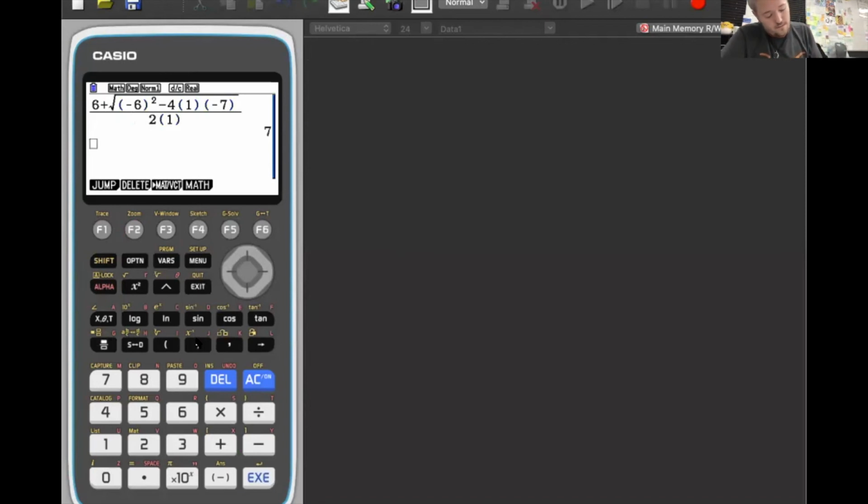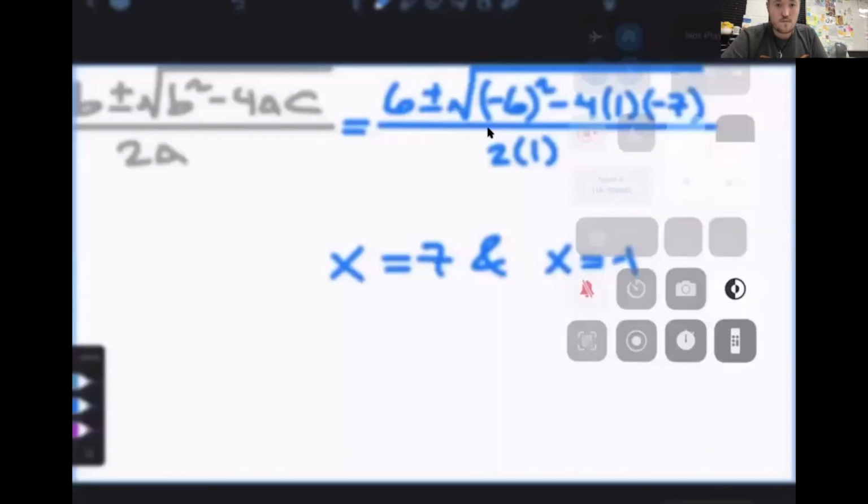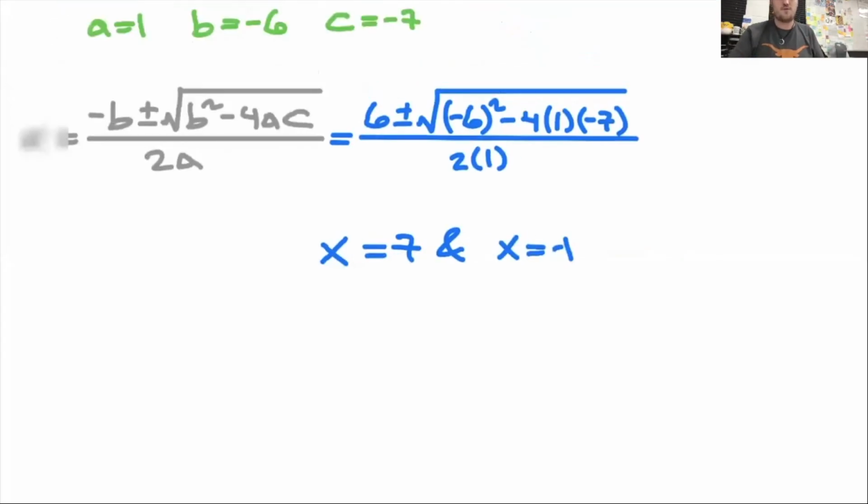All right, so we're going to get an x value of 7. And now remember, we have to account for the subtraction sign as well. So I'm going to go back and change this to a subtraction. Excuse me. And then we have an x value of -1. So these are our two x values.